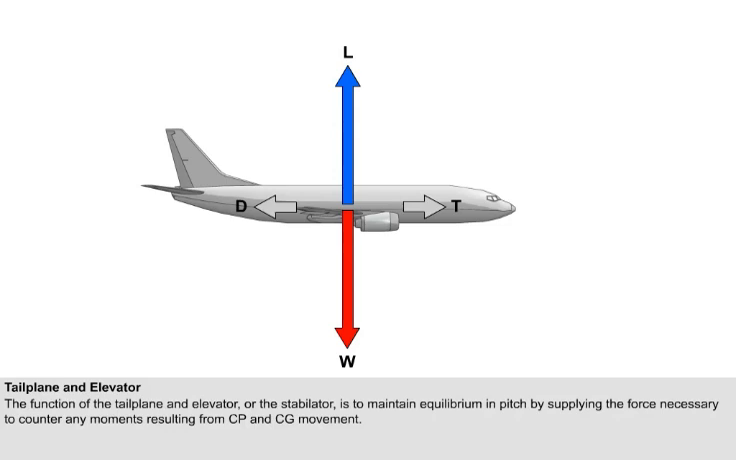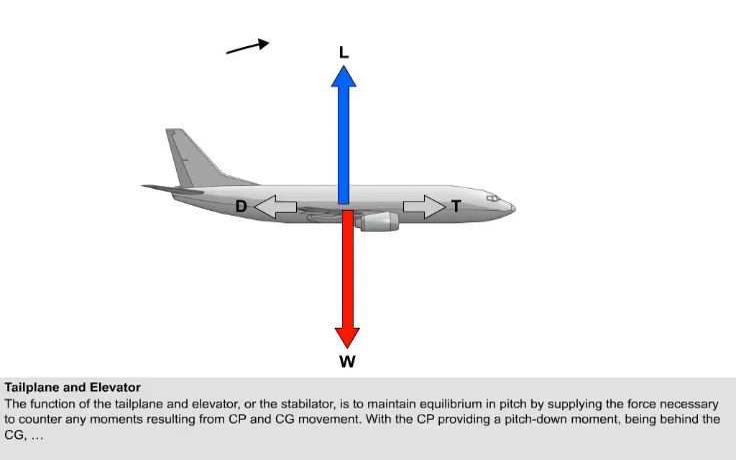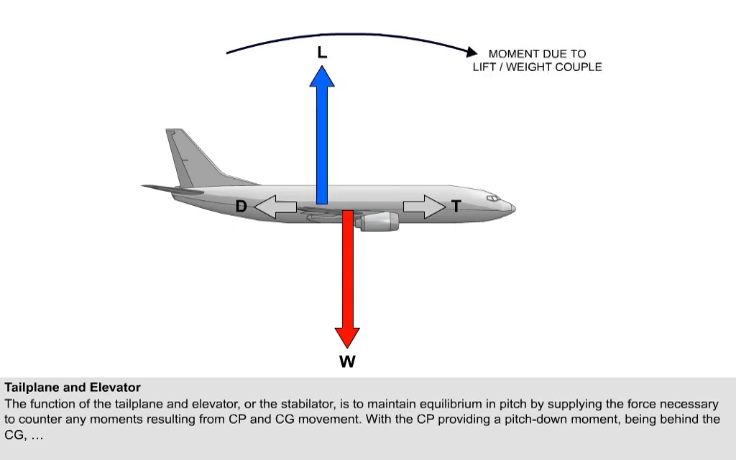The function of the tailplane and elevator, or the stabilator, depending on the design, but referred to generally as the tailplane for simplicity, is to maintain equilibrium in pitch by supplying the force necessary to counter any moments resulting from CP and CG movement. With the CP providing a pitch down moment being behind the CG, the tail surfaces must provide a downforce.